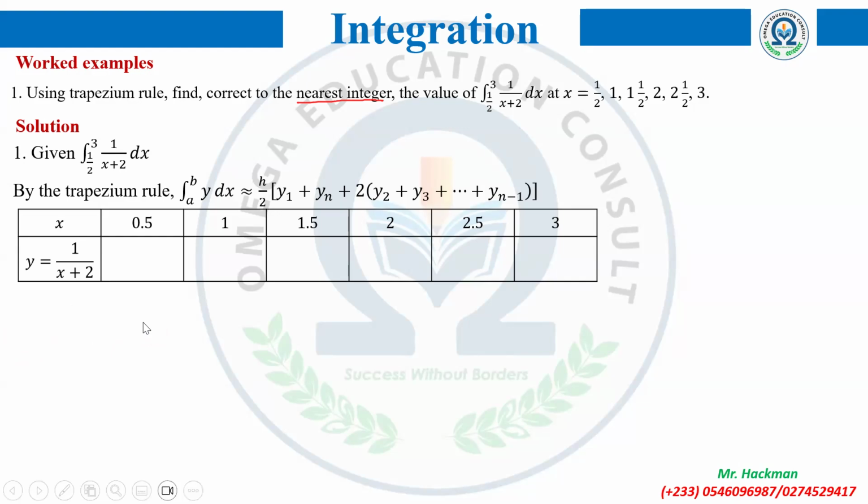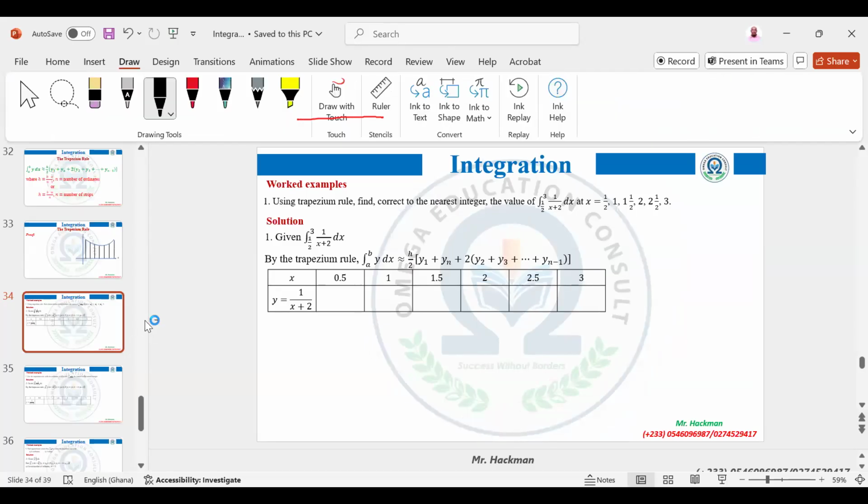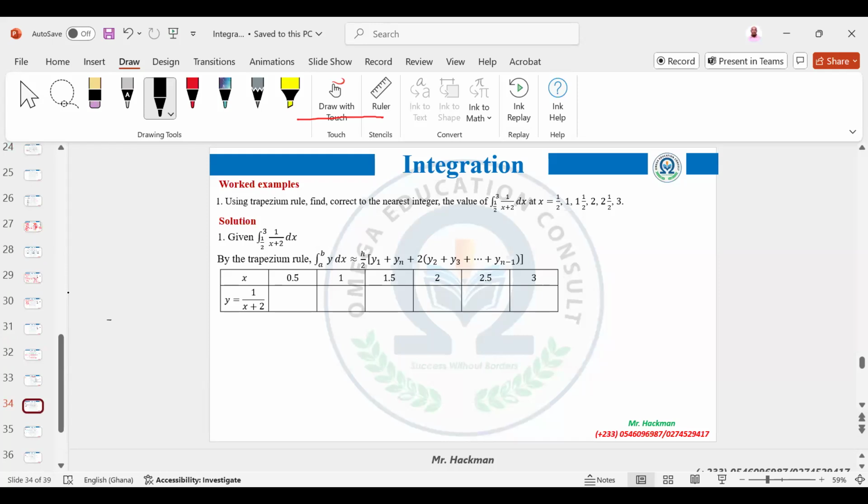Okay, so I think here will be better. Let me move this. Oops. Okay, I want it to be a little bigger. Okay, so this is what we have.